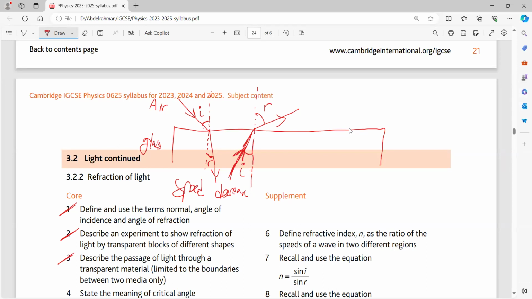What's a critical angle? Okay, frequency is the same. Yes, frequency does not change.